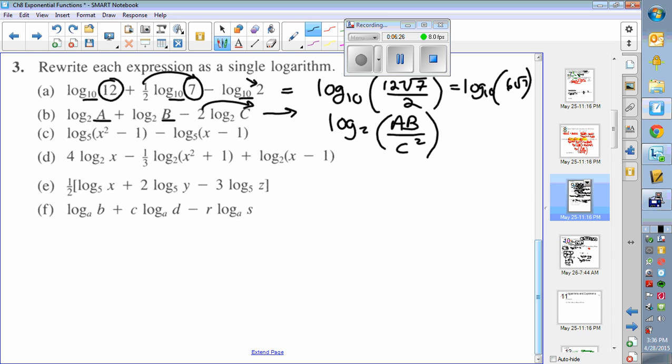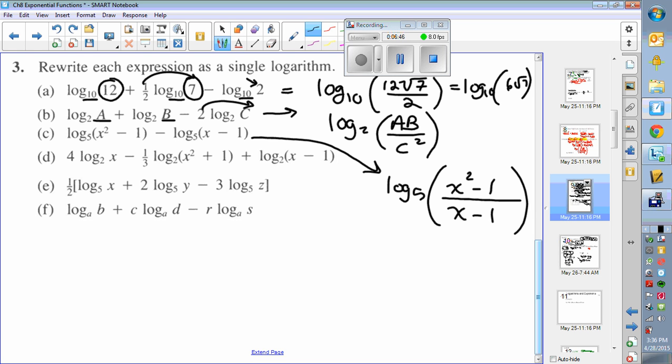All right, so combining our third one, we're going to run out of room, so we're going to move it down a bit. So here they're both log to base 5. So when you combine those, you're going to have log to base 5. What is it going to be? Well, the numerator is going to be x squared minus 1. And the denominator is going to be x minus 1.